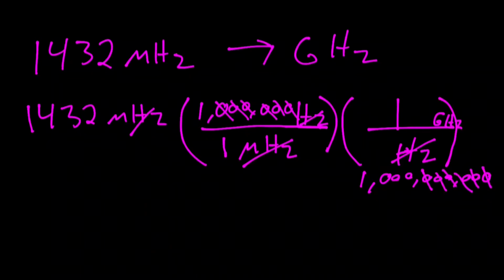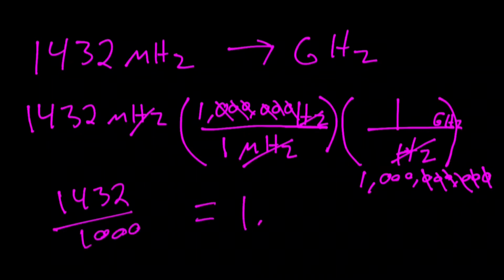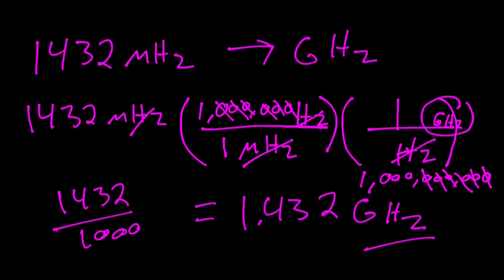So the equation is going to simplify to 1432 over 1000, and that is going to equal 1.432 gigahertz, because we're left with gigahertz in the numerator, and all our other units, megahertz and hertz, cancel out. So that's what we're left with.